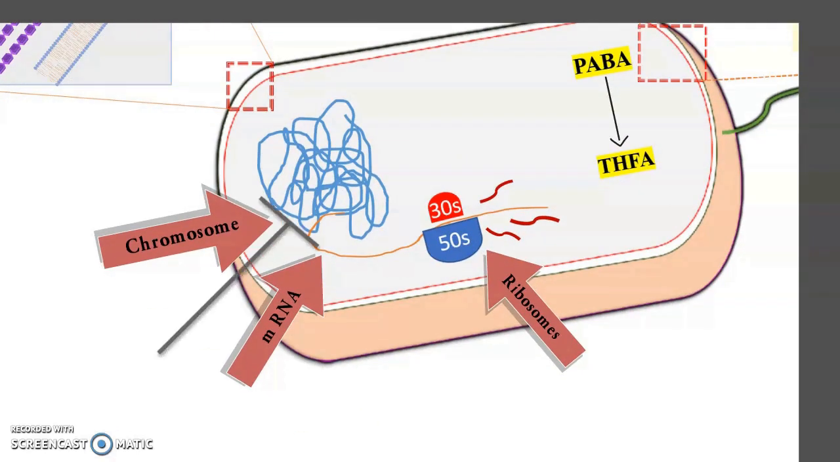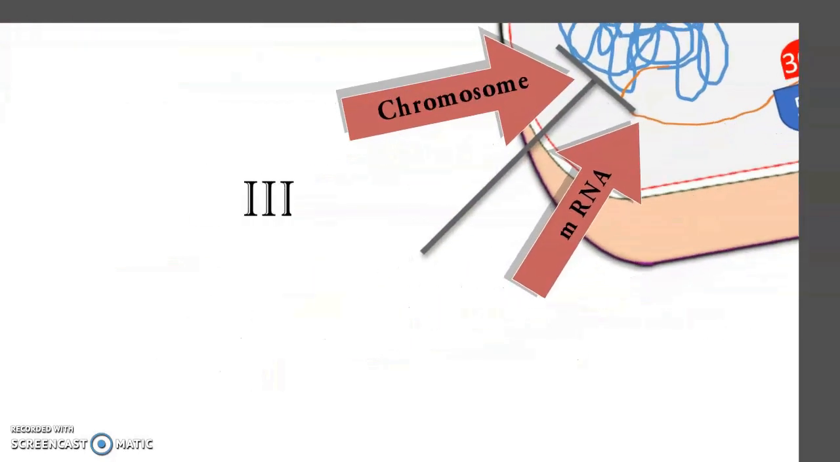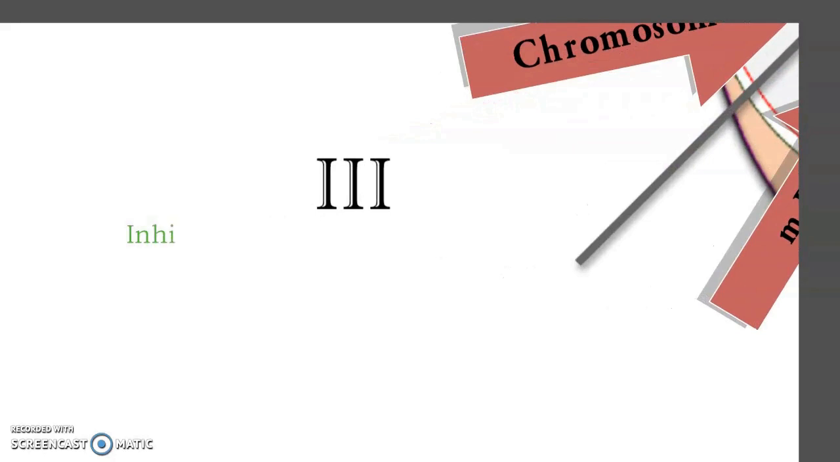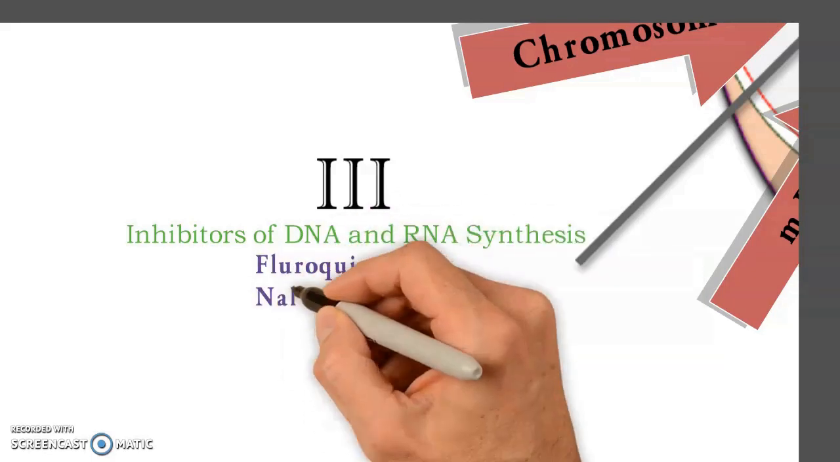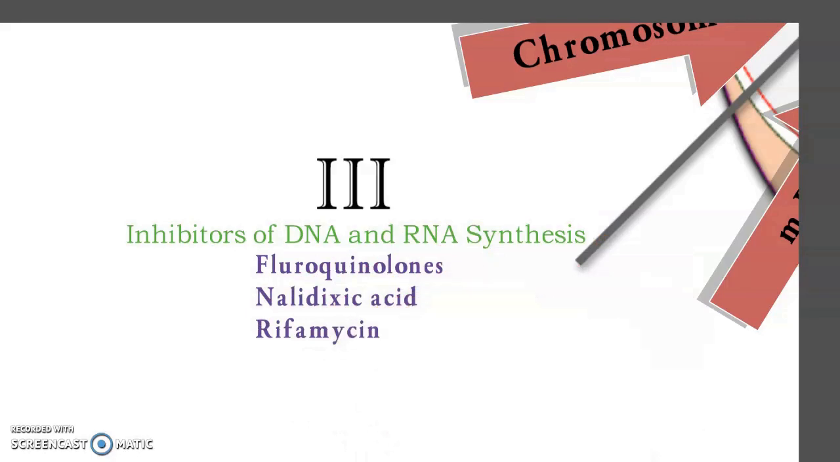Moving on to the third category of drugs, drugs that inhibit the genetic material of the bacteria, that is synthesis of DNA and RNA. These drugs restrict certain enzymes required for the synthesis of DNA and RNA. Examples of the drugs include fluoroquinolones, nalidixic acid, and rifamycin. Fluoroquinolones include many examples: ofloxacin, norfloxacin, gatifloxacin, and moxifloxacin are some of the examples of fluoroquinolones, which act by inhibiting the DNA and RNA synthesis.